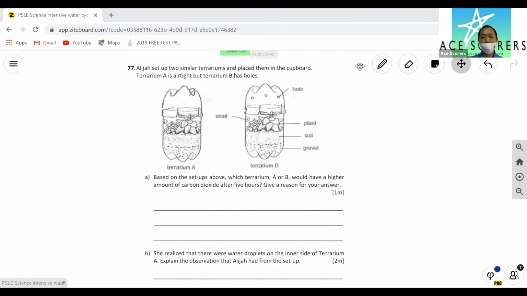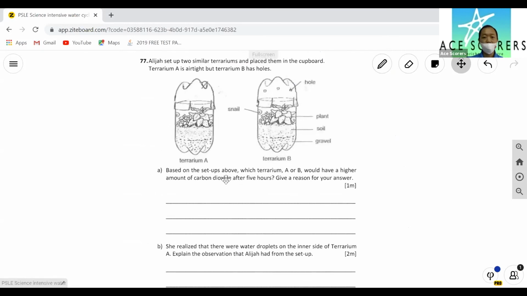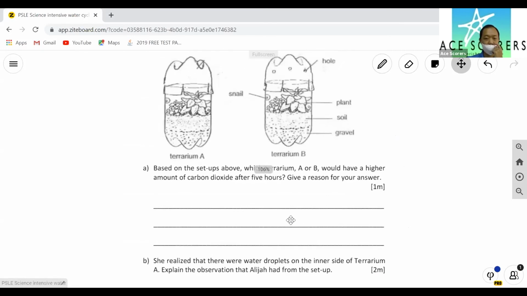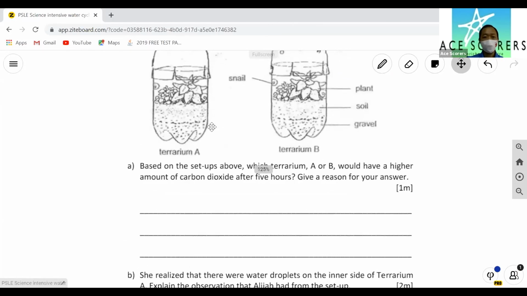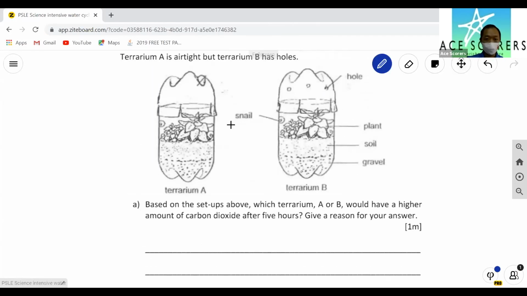Okay, next question is about the terrarium. Would terrarium A or B have a higher amount of carbon dioxide? So here there are holes. There's a snail here. So it will be A, right? Terrarium A will have a higher amount of carbon dioxide. Why? It does not have holes, so the carbon dioxide cannot escape. Whereas here there are holes, so the carbon dioxide can escape.